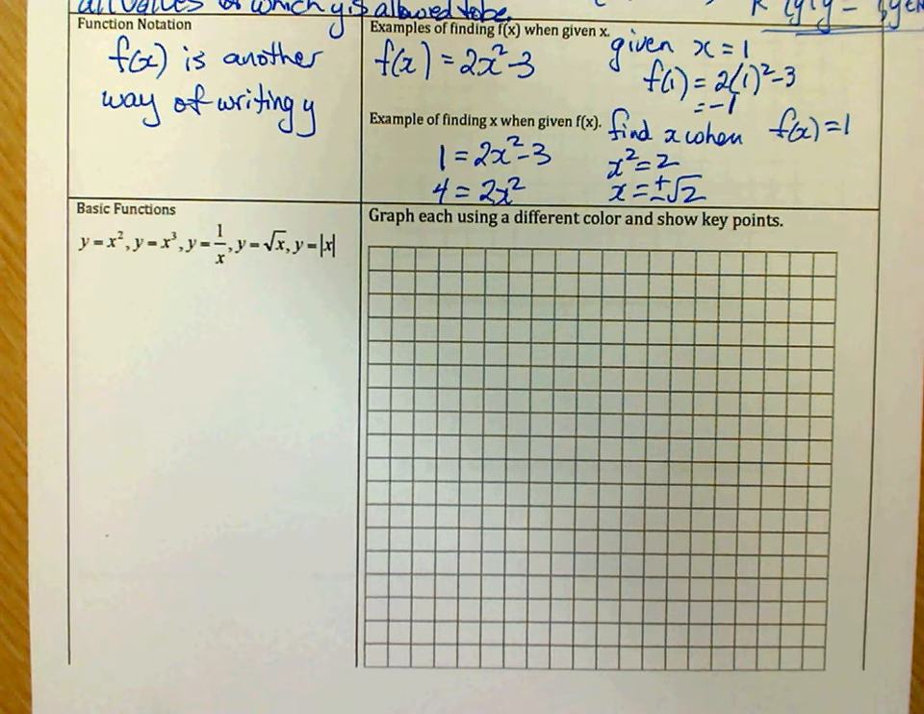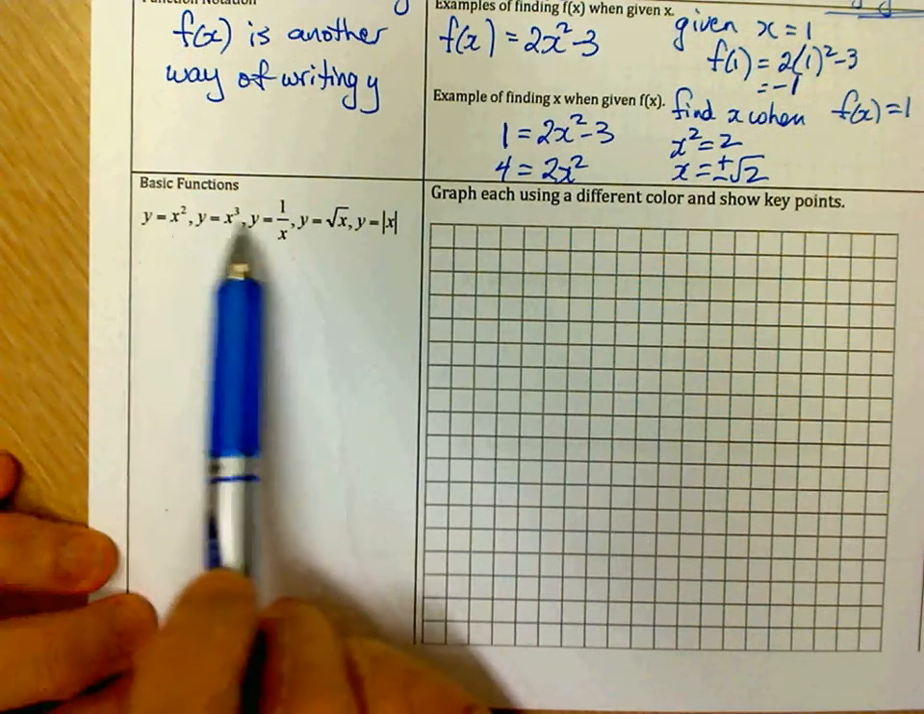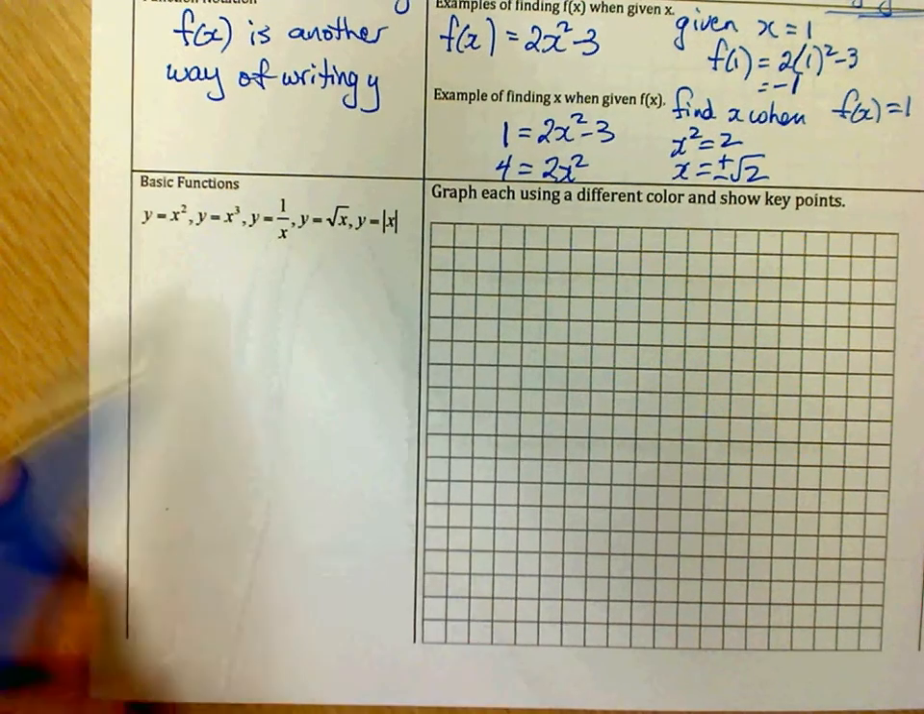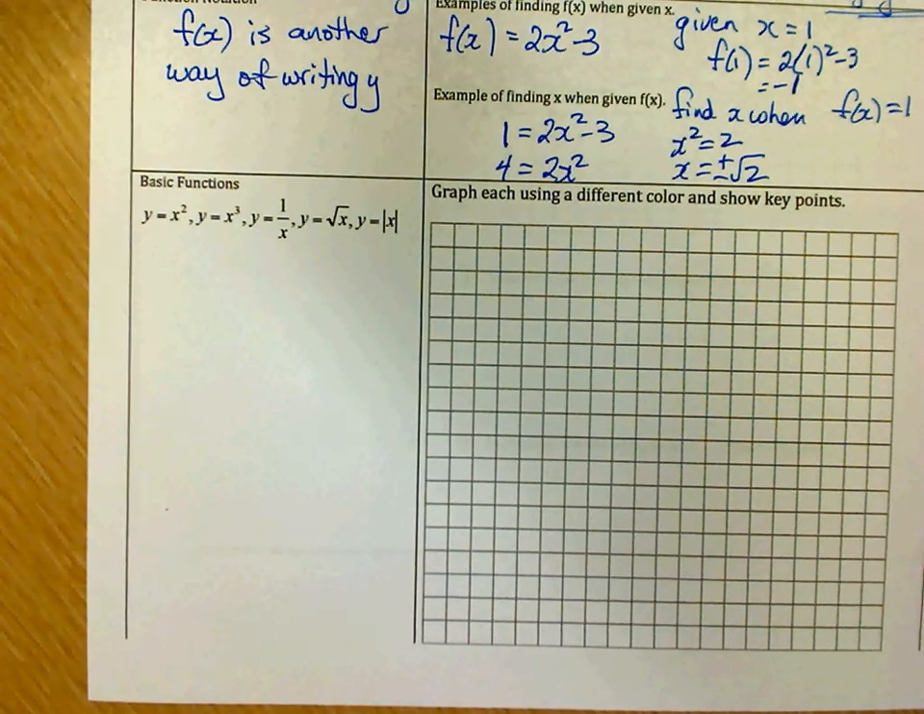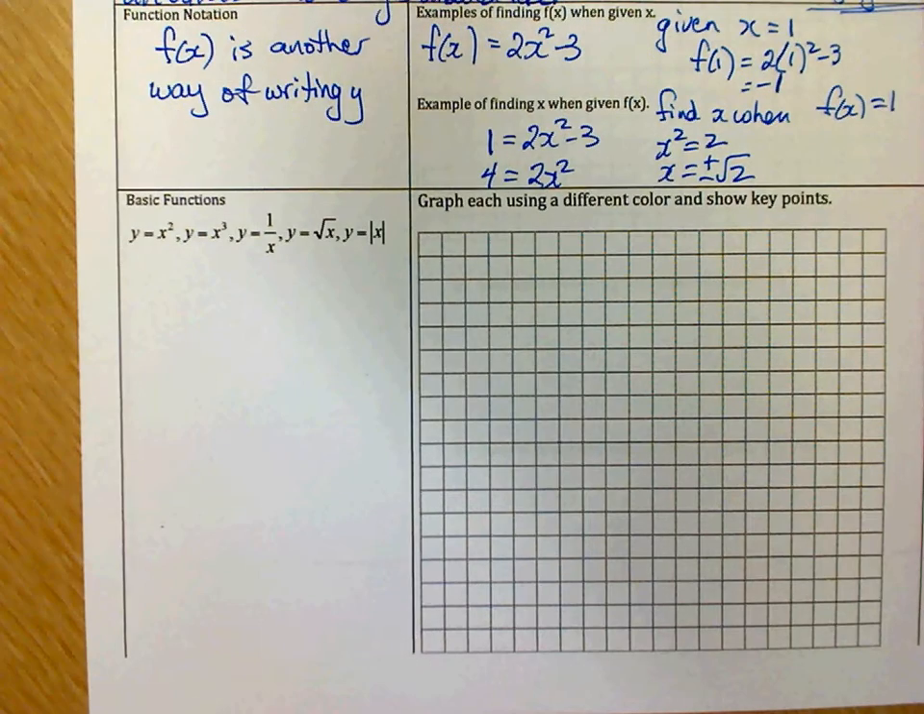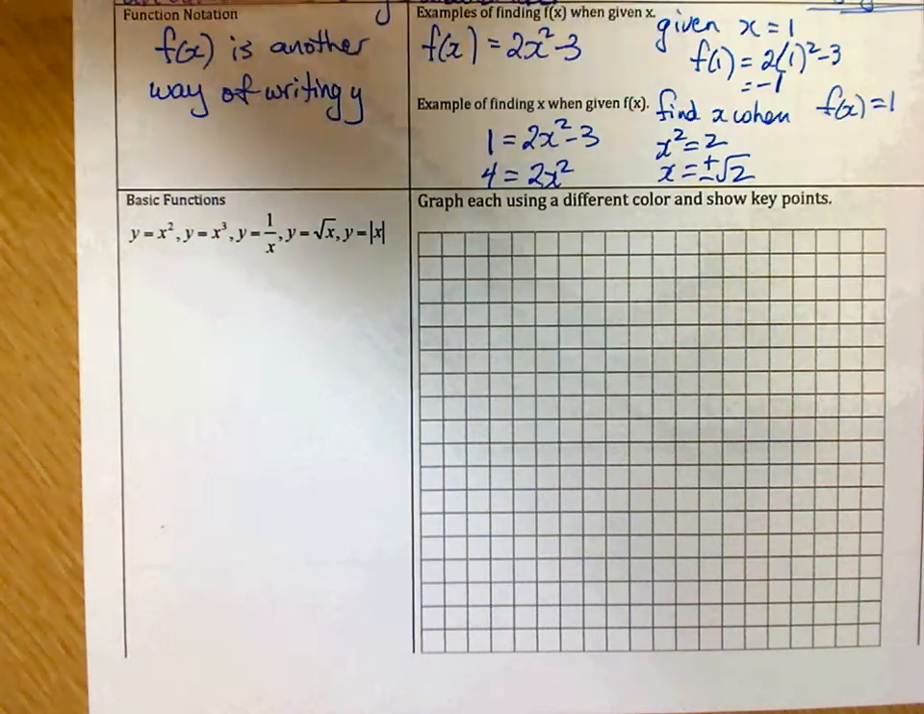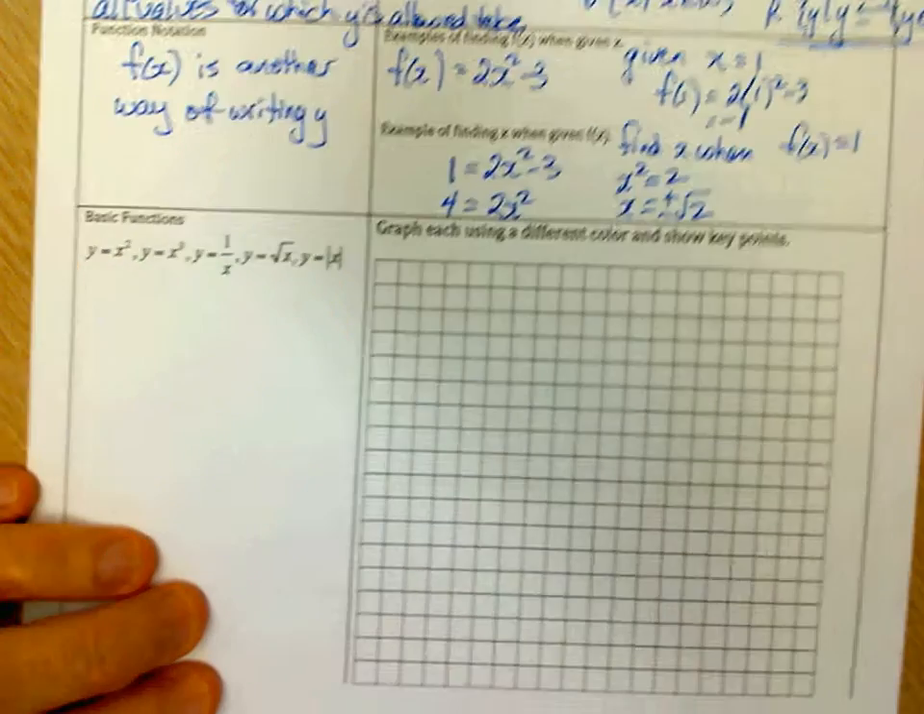Okay. In this unit, you learned 5 basic functions, and I'm going to just sketch each of those rather quickly. And I'm going to do that with different colors. I'm going to make sure you bring a ruler to your exam, because that's important.